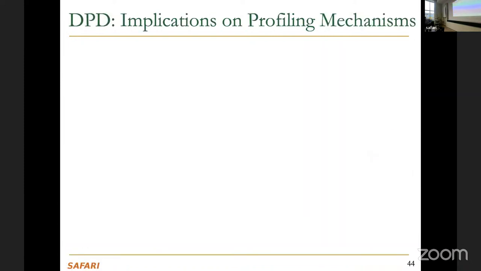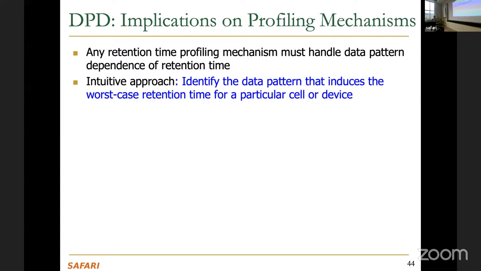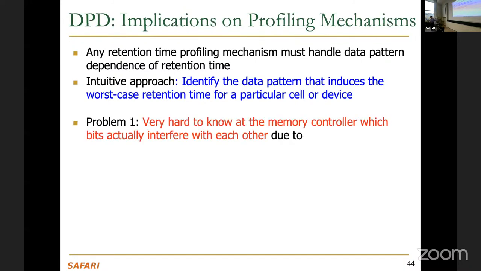Okay, so what are the implications of this? We have a lot of results, more in the paper, and there are some implications that we draw. The first implication is that if you are trying to get rid of refreshes with some retention time profiling mechanism, you have to handle data pattern dependence of retention time. Intuitively, you can identify the data pattern that induces the worst case retention time for a particular cell or device. But there are two problems.